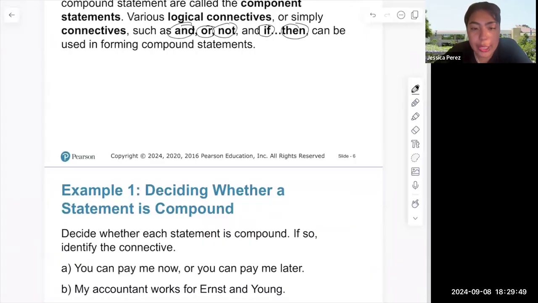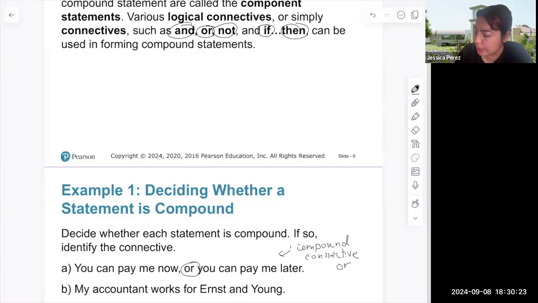The first, letter A, says, you can pay me now or you can pay me later. And then B is, my accountant works for Ernst and Young. Well, let's see which one is a compound. A says you can pay me now or you can pay me later. Well, you're talking about two different things. So A is going to be a compound because you're separating it by a connective, and the connective is the word or.